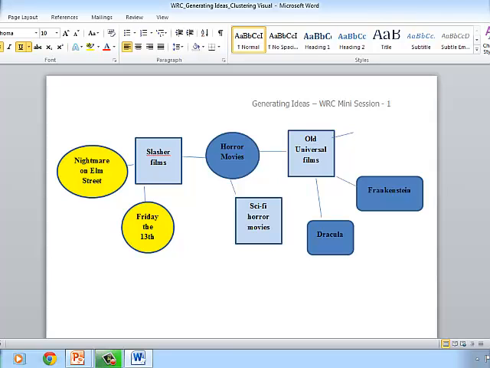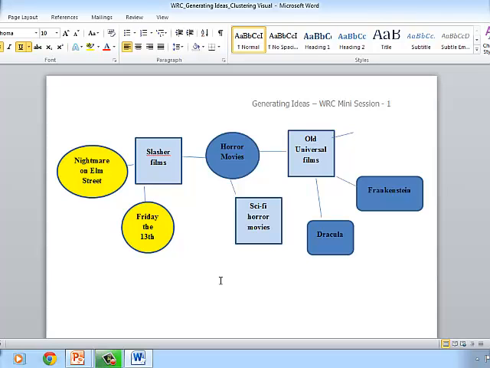What I've done is I've put the subject of horror movies in the center circle and then drawn out radials from that initial circle to connect to other circles or objects. I've used squares here, slasher films, sci-fi horror movies, old Universal films. You'll notice that on the slasher films, I've gone even further and developed ideas by listing examples in the circles radiating out from that square, such as slasher films include Nightmare on Elm Street and Friday the 13th.